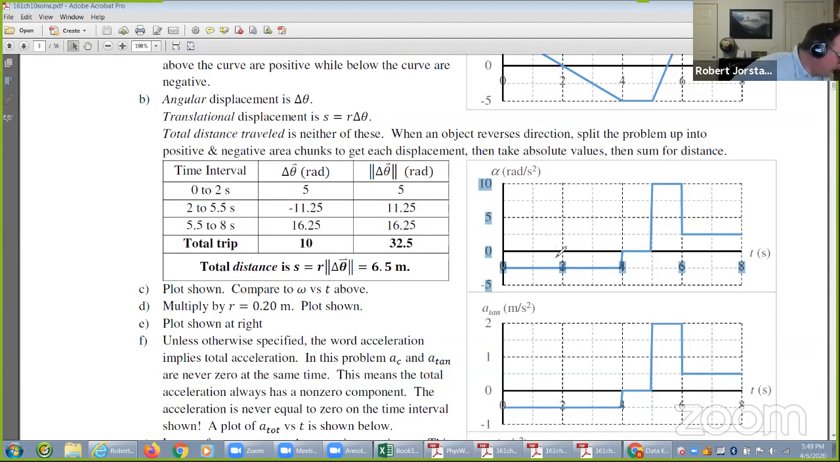All right. A_c versus time is going to be a little bit trickier. So I'll pause for a second.